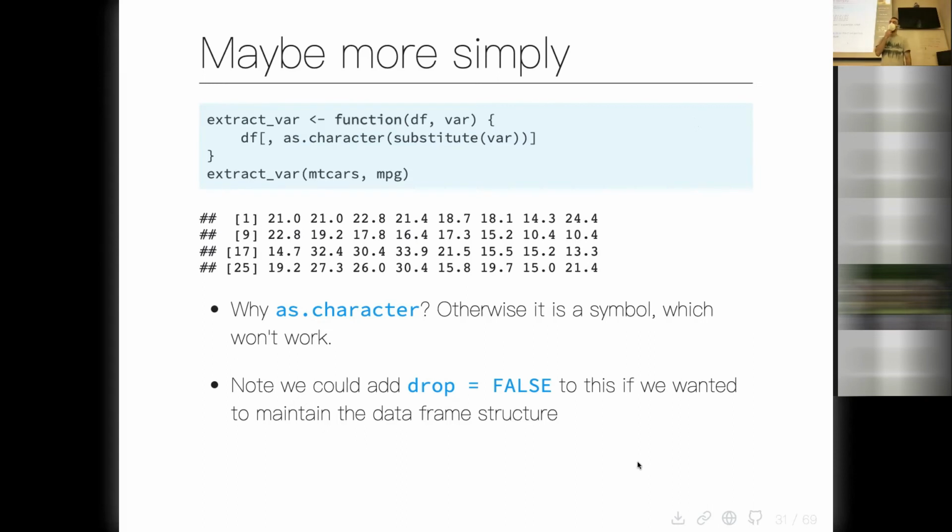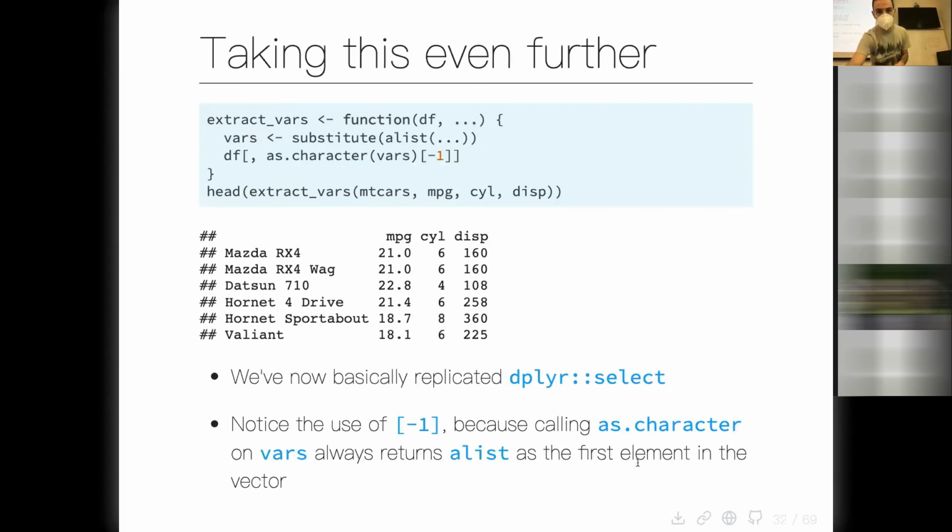I have to do as.character because otherwise, when I do that substitute, what is actually being returned there is a symbol, okay, an R symbol. So that is not the same as a character. And so by doing this, it's the same thing as the previous slide where I am forcing it to evaluate inside the data frame environment. It's just two different ways of doing the same thing. Okay, we could also add additional arguments like drop equals false or whatever, and that would work.